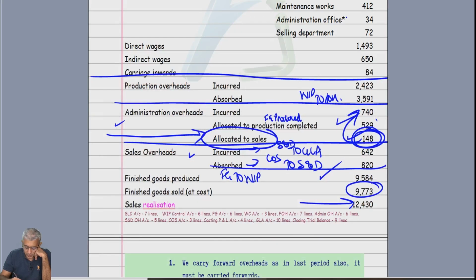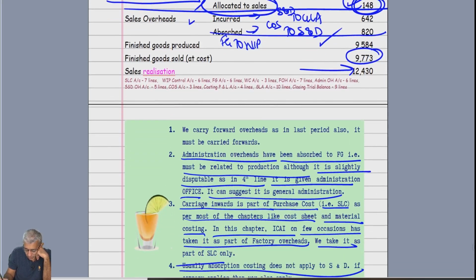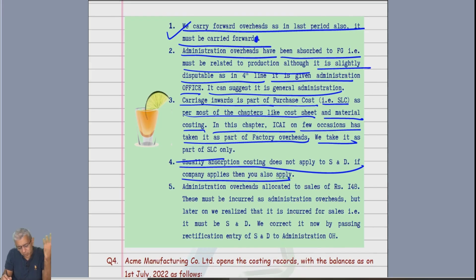Now, I've written this particular thing as shorts over here. Whatever shorts I have not read, I'll read it off right now. We carry forward the overheads as in the last period. It must also be carried forward. So that is one thing. We carry it forward because in the last period also it must have been carried forward.